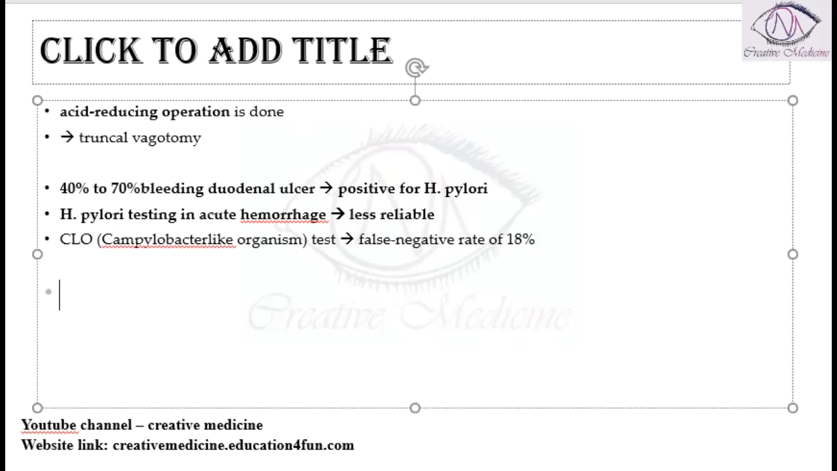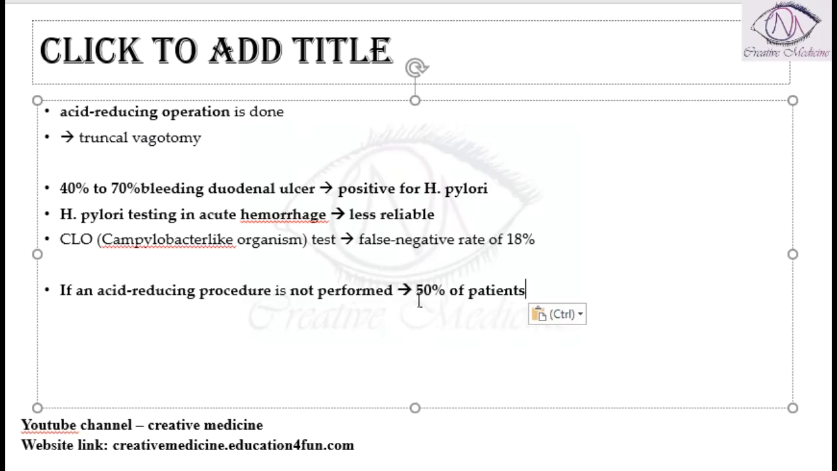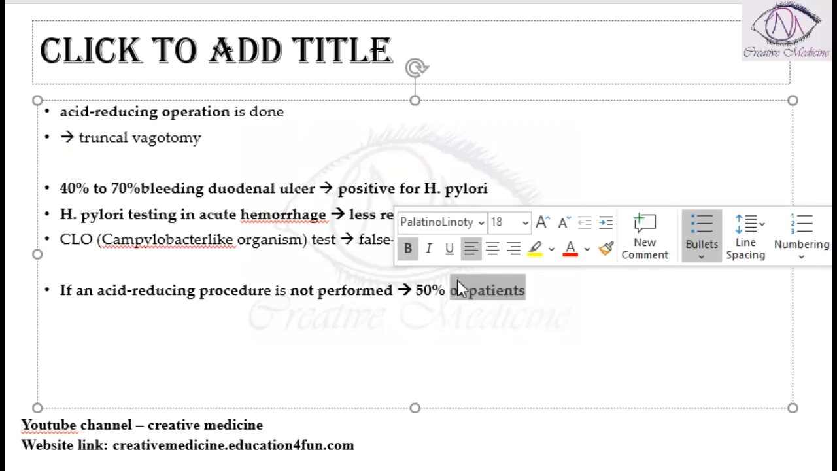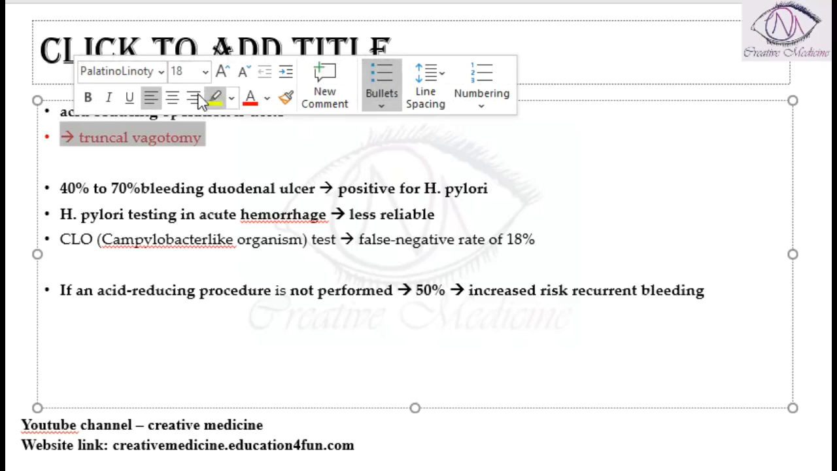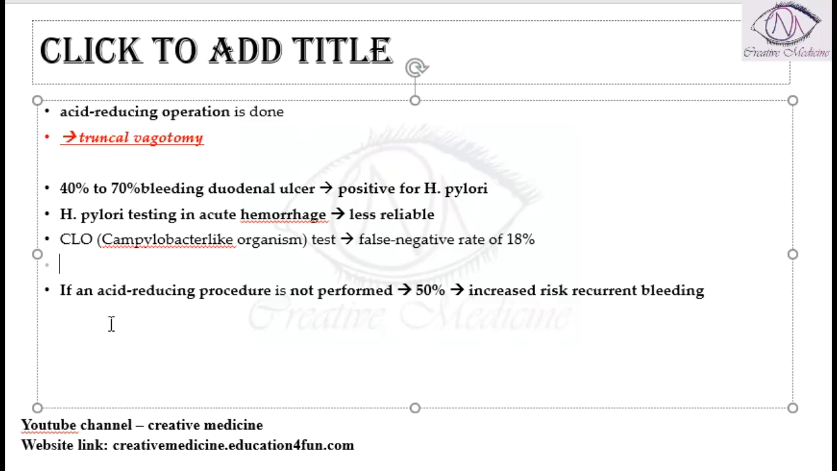Now second, if an acid reducing procedure or truncal vagotomy is not performed, then 50% of those patients have increased risk of recurrent bleeding. So because there is increased risk of recurrent bleeding in 50% of patients, it is better to do a truncal vagotomy. So for acid reducing operation, preferably a truncal vagotomy is always done in this procedure.